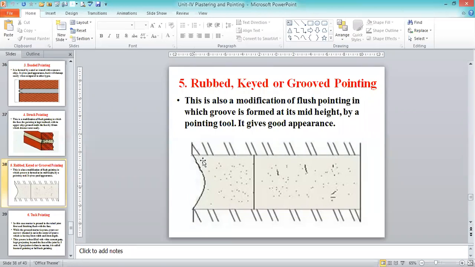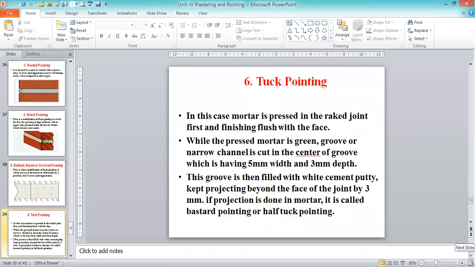For that, we create various shapes, and each shape gives one type of pointing work. So this is about the groove pointing. The next one is called tuck pointing. In tuck pointing, at the edge corner we make a square, and from there the pointing work starts. So the tuck pointing is used where old and new mortar joints have to be filled properly.